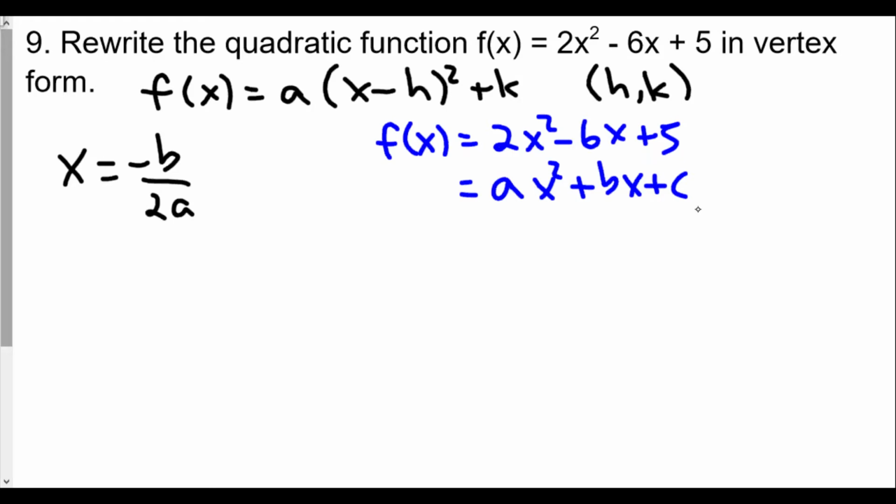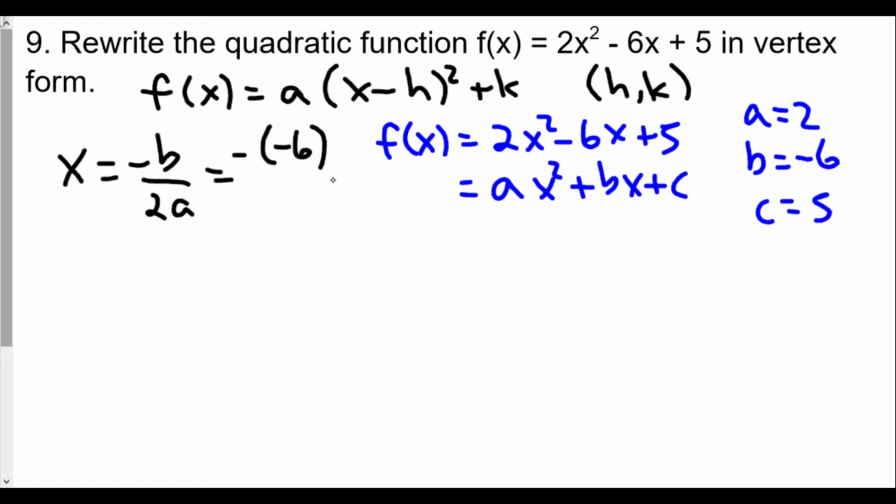So we see here that our a value is 2 because it's 2x squared. Our b value is negative 6 because it's negative 6x. And our c value is going to be 5. We're going to plug the b and a values into our axis of symmetry. So negative of negative 6.